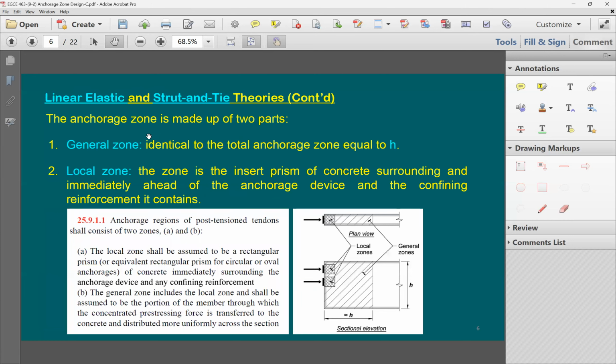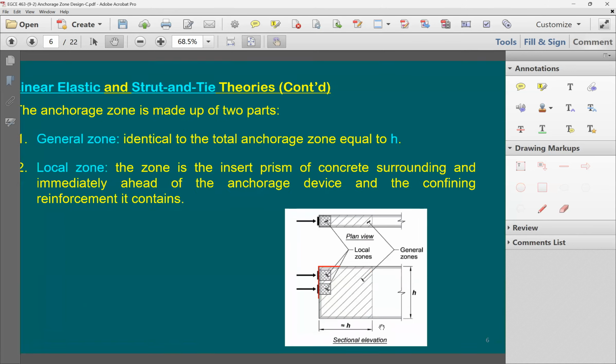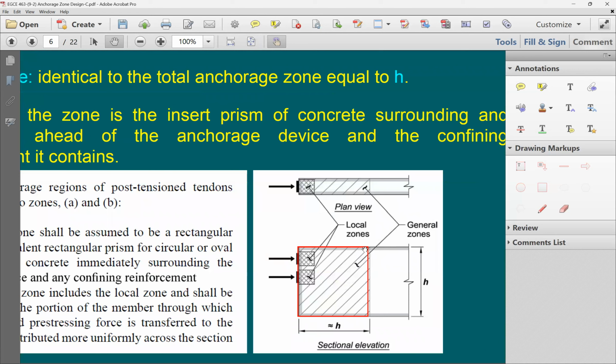In the linear elastic and strut-and-tie theories, usually, let's say here's the beam, total depth h. This is going to be the end block that we're going to be working on of the entire beam. If the beam depth is h, the general zone that we're going to be studying is going to have a length also the same as h. When you look at the stress distribution, it's going to be like a 1-to-1. So this is going to be the general zone that we'd like to study.